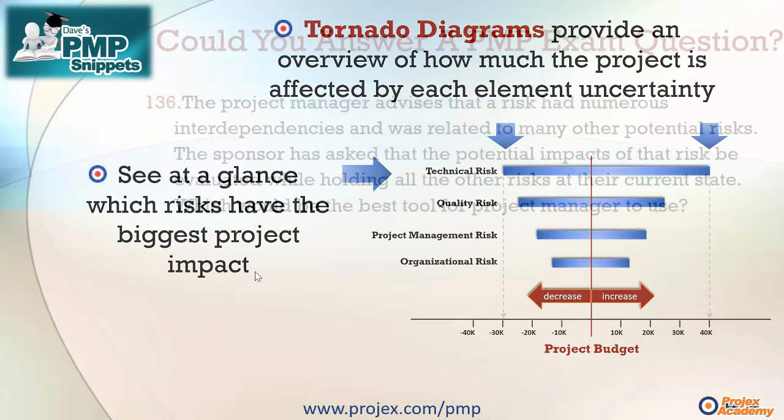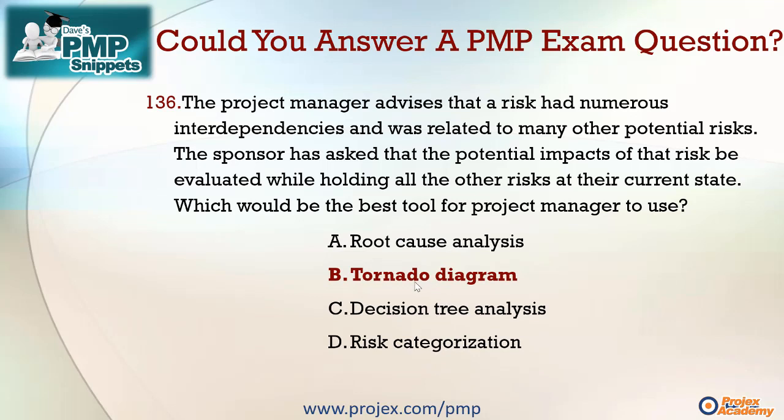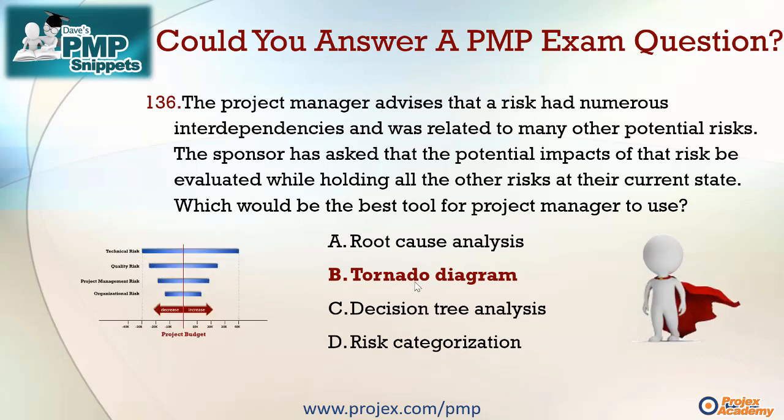Now, questions on tornado diagrams within your PMP exam will be fairly straightforward. And if you've paid attention thus far, you should find this very easy. The project manager advises that a risk has had numerous interdependencies and was related to many other potential risks. The sponsor has asked that the potential impacts of that risk be evaluated, here's the word, while holding all the other risks at their current state. If you saw that in a question, which then went on to say which would be the best tool for the project manager to use, well, it would be dead easy, wouldn't it? The tornado diagram is the right answer. And you, my friend, are a PMP hero.